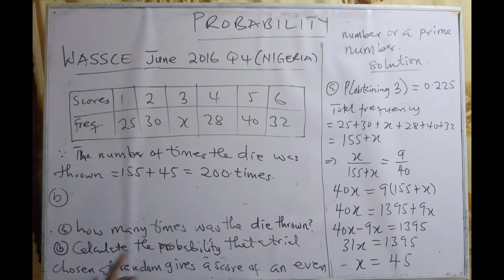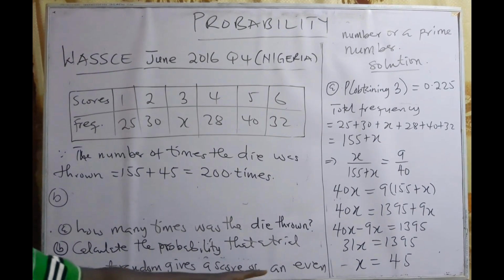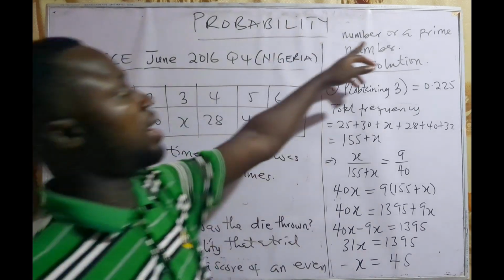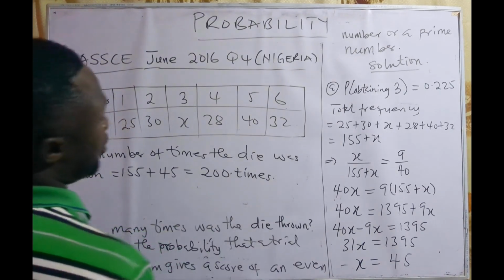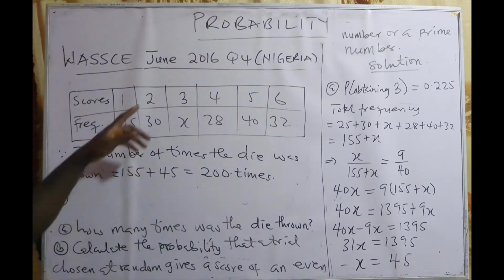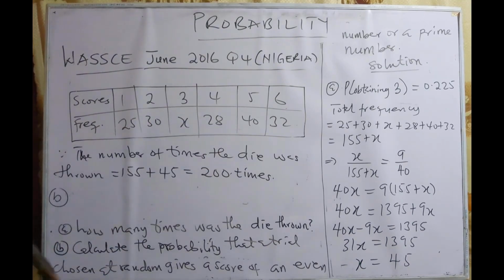We find B. Calculate the probability that a trial chosen at random gives a score of an even number or a prime number. So we are going to find the probability that a trial chosen at random is an even number or a prime number. So let's check the scores. What is an even number or a prime number?